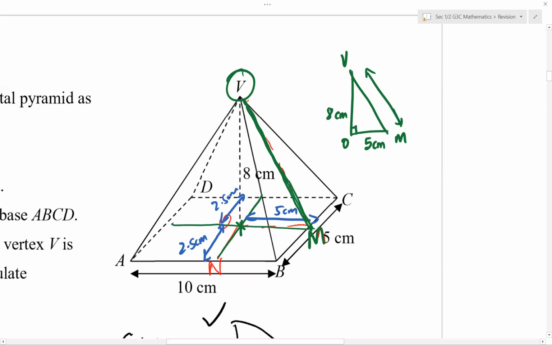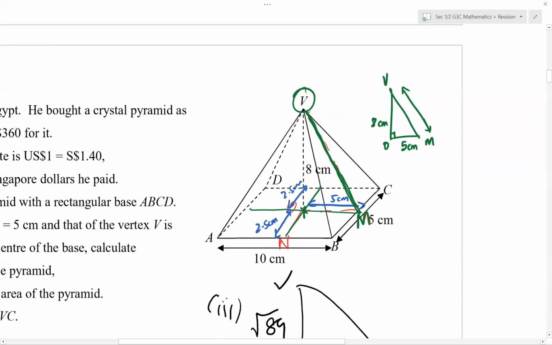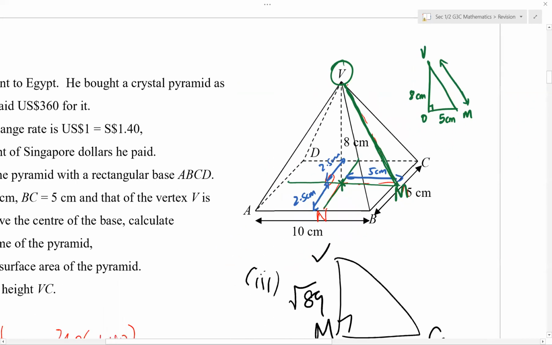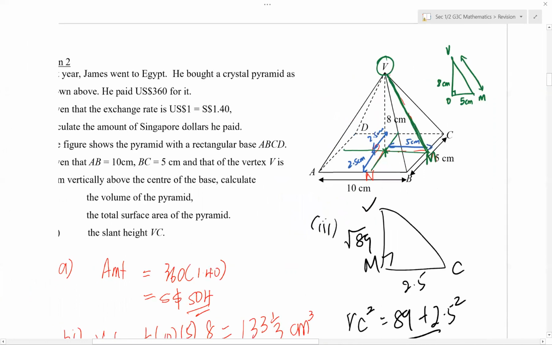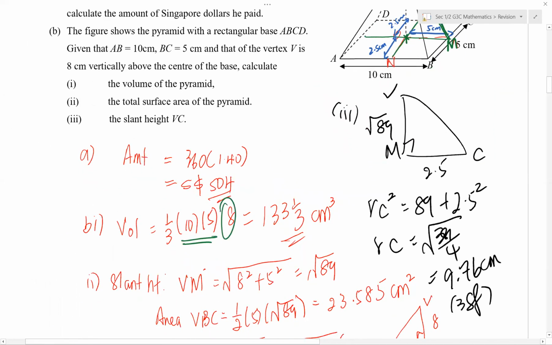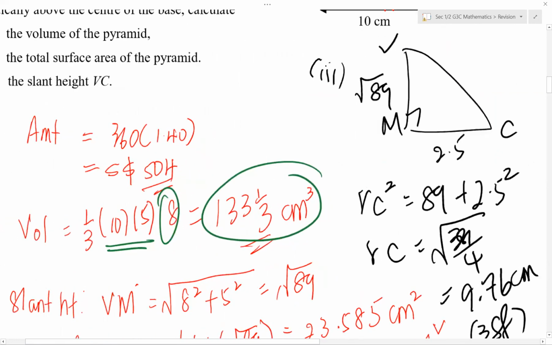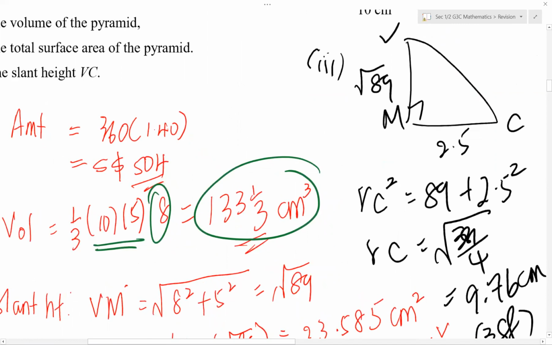The first portion was just simply to find the volume, which can be easily done using the formula 1/3 base area times height. Formula not given to you, must memorize. So volume is 1/3 base area. Base area is just a rectangle, so 10 times 5. Perpendicular height 8 cm. So you get 133 and 1/3 cubic centimeters. Take note that you do not need to round this off because it is exact. No rounding off. The next is to find the total surface area.